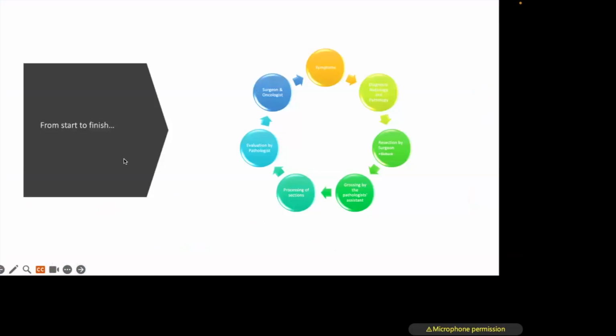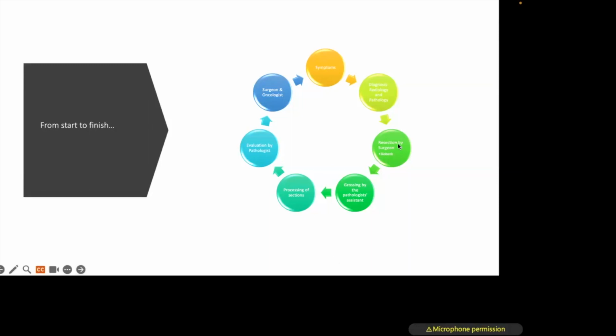Let's start from the beginning. Usually a patient presents with symptoms. They undergo diagnostic procedures, whether it's radiology and a biopsy. Within the biopsy, I get to see the biopsy under my microscope, and I let the clinicians know what I see. If it is a tumor, then it is resected usually by the surgeon. At this time, there is an option for biobanking, where the surgeon takes a fragment of the tissue and submits it to biobank, and then it undergoes genetic testing and research.